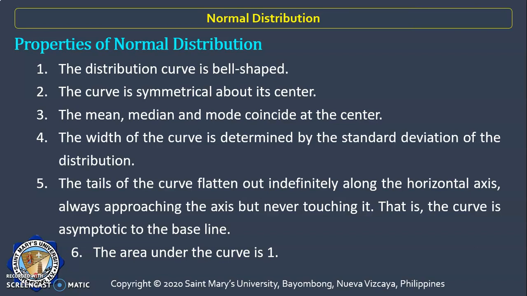Number 4, the width of the curve is determined by the standard deviation of the distribution. And number 5, the tails of the curve flatten out indefinitely along the horizontal axis, always approaching the axis but never touching it, which means that the curve is asymptotic to the baseline. Meaning to say, the normal curve keeps on approaching the horizontal axis, but it will never touch because it is asymptotic to the baseline.